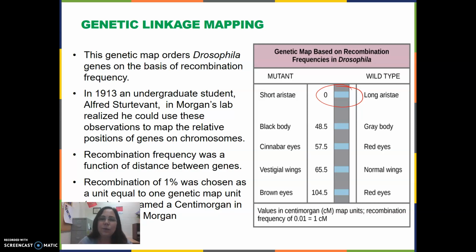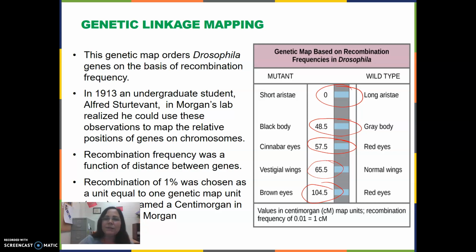And they found that the gene for body color, black or gray, is 48.5 units down from that. And cinnabar eyes or red eyes, the eye color gene, is at position 57.5. And wings, whether they're vestigial wings or normal length wings, are a little further down. And then brown eyes are at position 104.5. I'm sorry, whether or not they have brown eyes or red eyes is at position 104.5. So the genes for these different traits have been mapped based on their frequency of crossing over. The higher the frequency, the closer together the genes are.